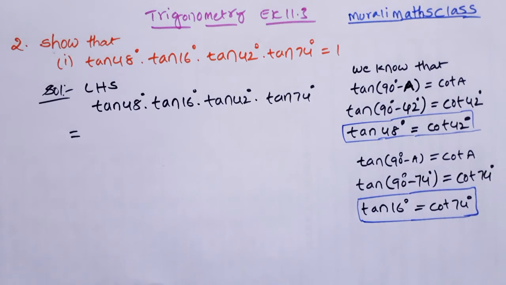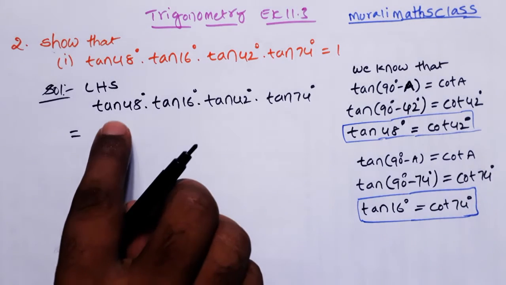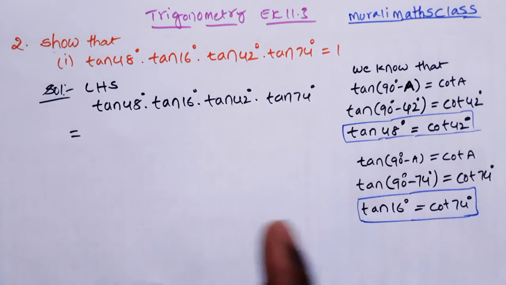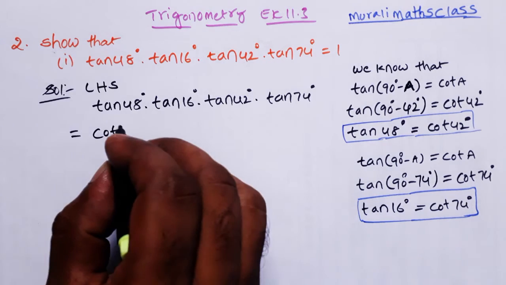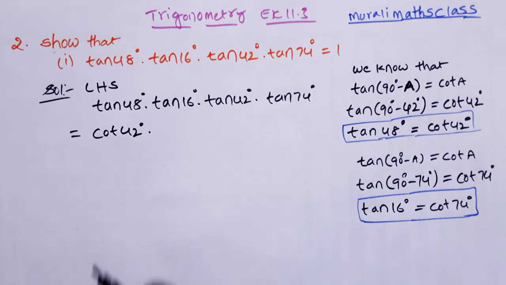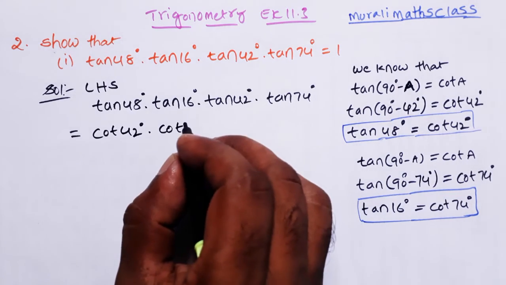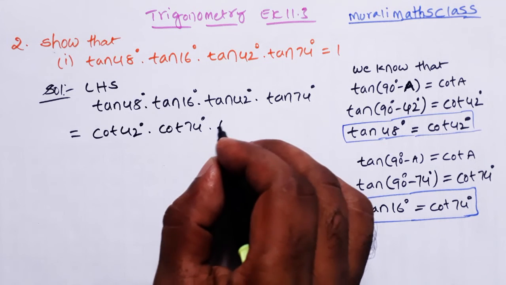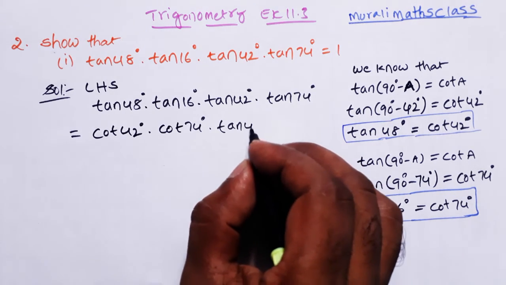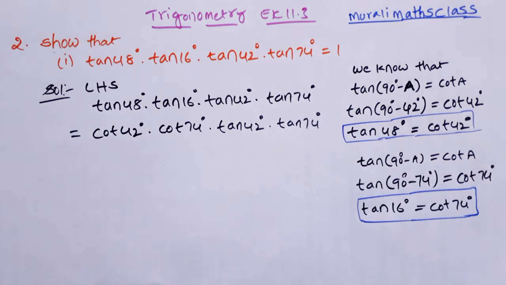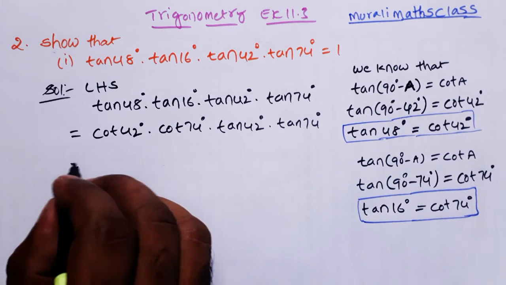Now substituting this, where we have to substitute? In this place. Tan 48, what is tan 48? Tan 48 is cot 42. Substitute here, cot 42 degrees into tan 16, answer cot 74. Substitute here, cot 74 into remaining 2 as it is, you write tan 42 as it is into tan 74 as it is. These two only we need to convert, and remaining 2 as it is we have to write.